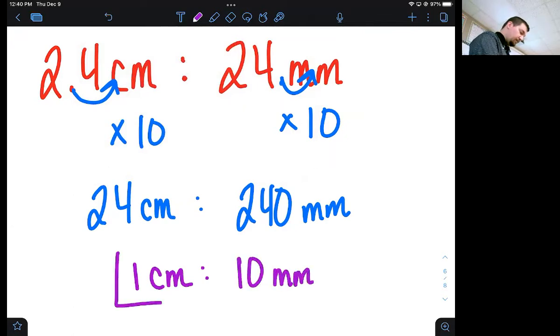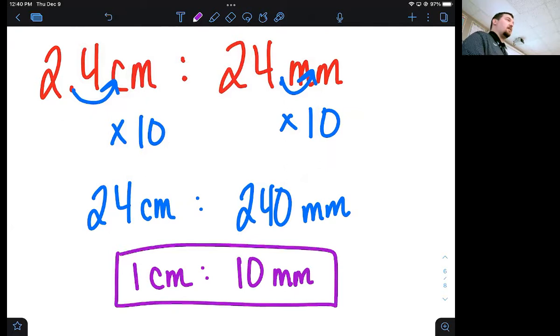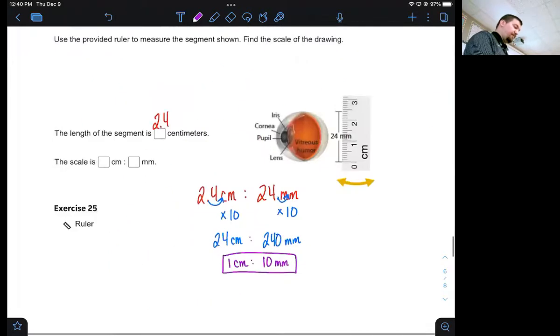There's your answer. What's interesting about this scale is that this eyeball you're looking at has not been enlarged or reduced at all. That's to scale. Not only does our scale say that 1 centimeter is 10 millimeters, but that's true in real life. In real life, there are 10 millimeters for every centimeter, which means they didn't enlarge or reduce this at all. It's the exact same scale as it should be in real life.